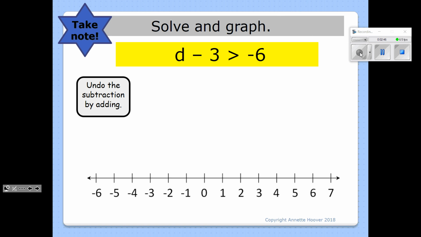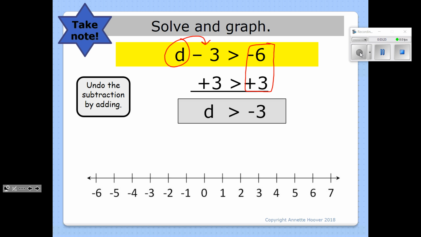Here we have d minus 3 is greater than negative 6. First we look for the variable. It's on the left side, so we want to move what's on the same side with it over to the other side. Since it's a negative 3, we're going to do a positive 3 on both sides of the equation. Here we have to remember our rule about same signs adding, keep, different signs subtract. We have a negative 6 and a positive 3. So we're actually going to subtract them since they are different signs, and keep the sign of the one with the greatest absolute value. That is negative 3. So d is greater than negative 3.